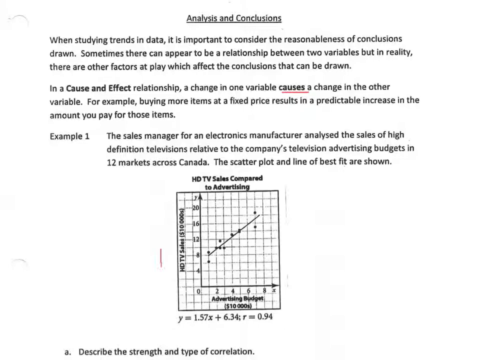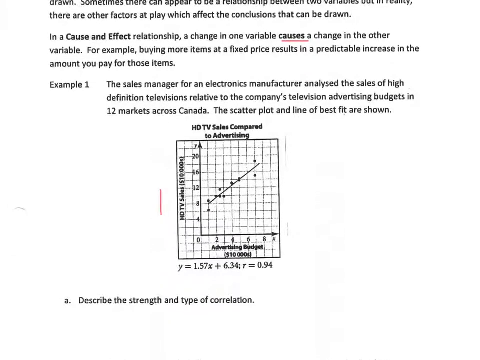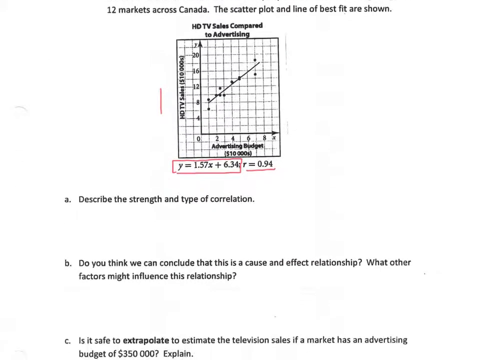Now, underneath the scatter plot, you've got the equation for the line of best fit and the correlation coefficient. And it says, describe the strength and the type of correlation. If the correlation coefficient is 0.94, that tells us there is a strong positive correlation.